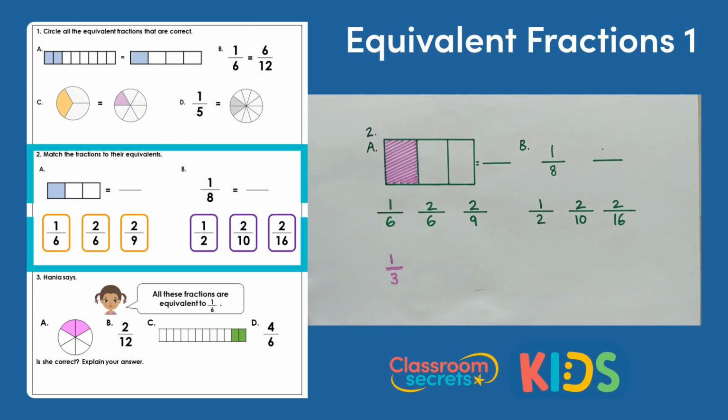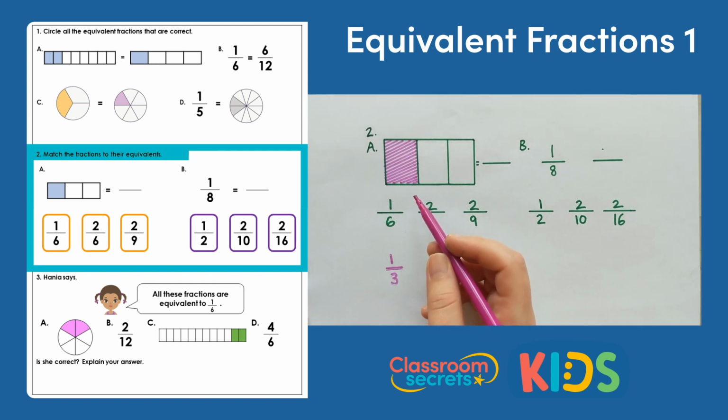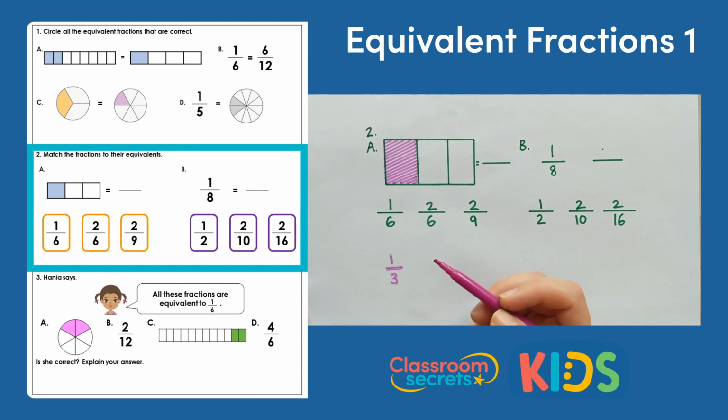Question 2 asks us to match the fractions to their equivalents. Looking at this rectangle, I can see that it has been divided into 3 equal parts, and only one of these parts has been shaded. Therefore, the fraction of the shaded part of the rectangle is 1/3, and I need to find an equivalent fraction to 1/3 out of these 3 fractions above.